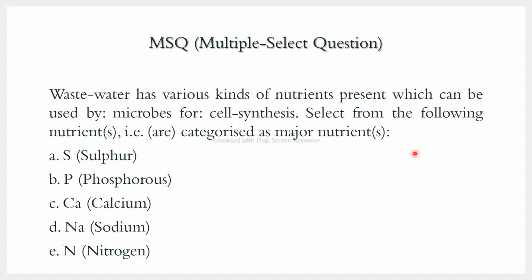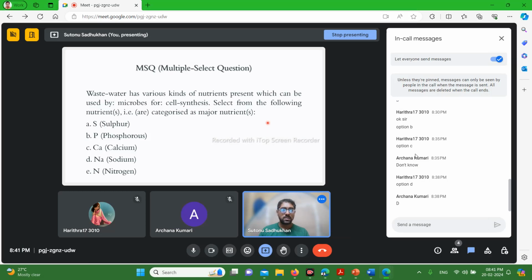Okay. So which one or two or three or all of them among these are the major nutrients that can be used by microbes for their cell synthesis? That you have to answer. B and E, Archana is saying B and E, phosphorus and nitrogen. Haritra is saying all of them. B, A, C, D. See, all of them are nutrients, right? But some of them are major nutrients. So that's what they are called.